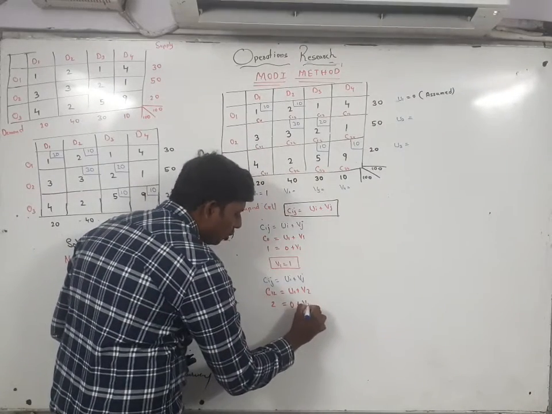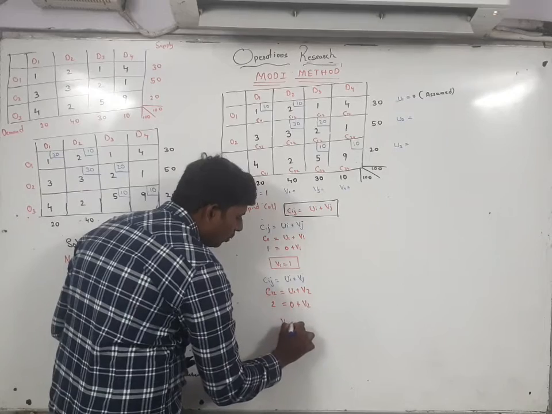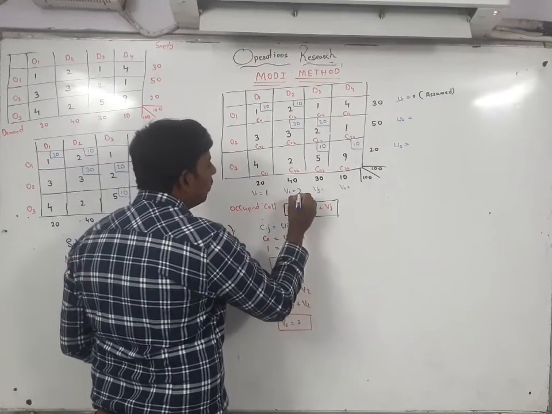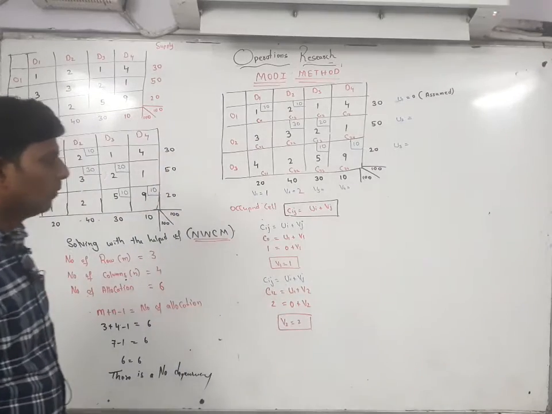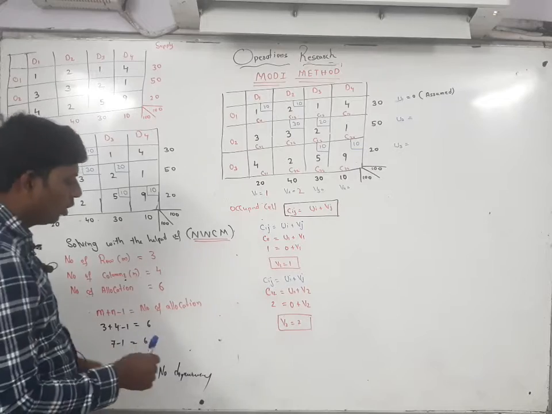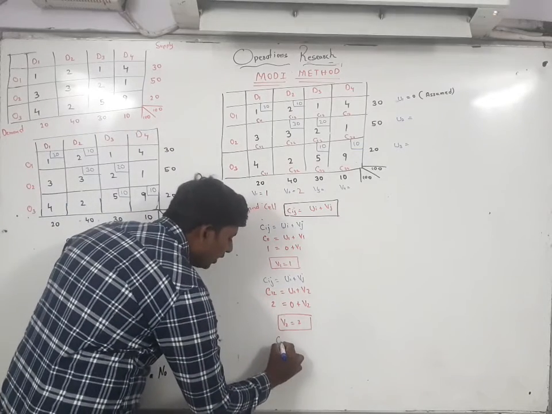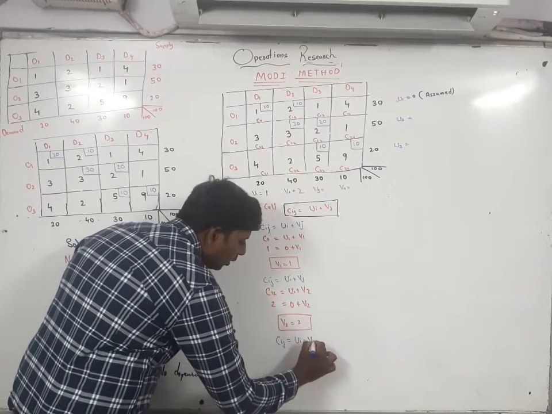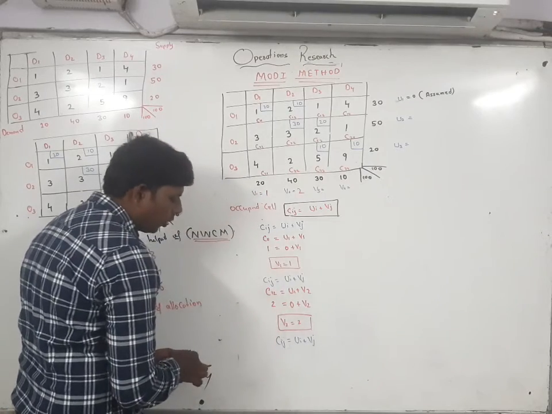V2 value you don't know. So here you get the value of V2. V2 is equal to how much? 2. So here you can write V2 value is equal to 2. Next one you have to find out. Cij is equal to ui plus vj. Again you have to write down the formula.